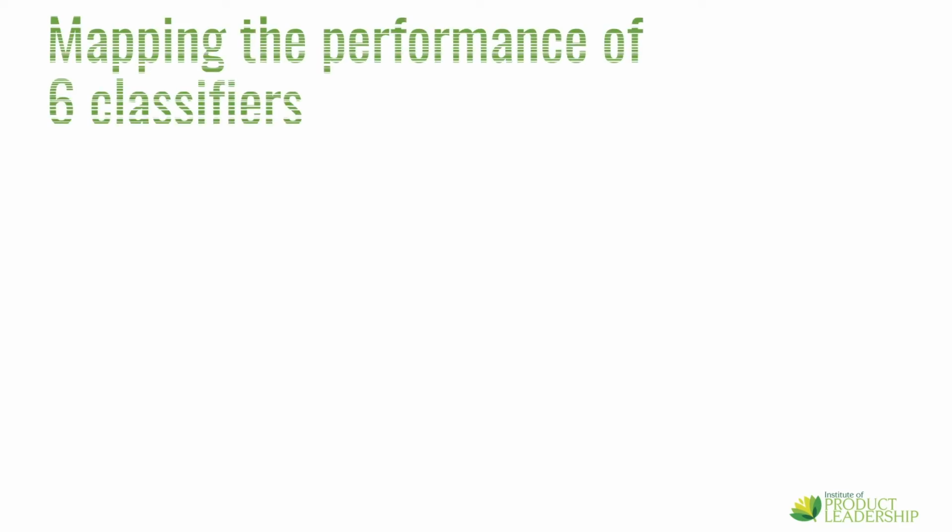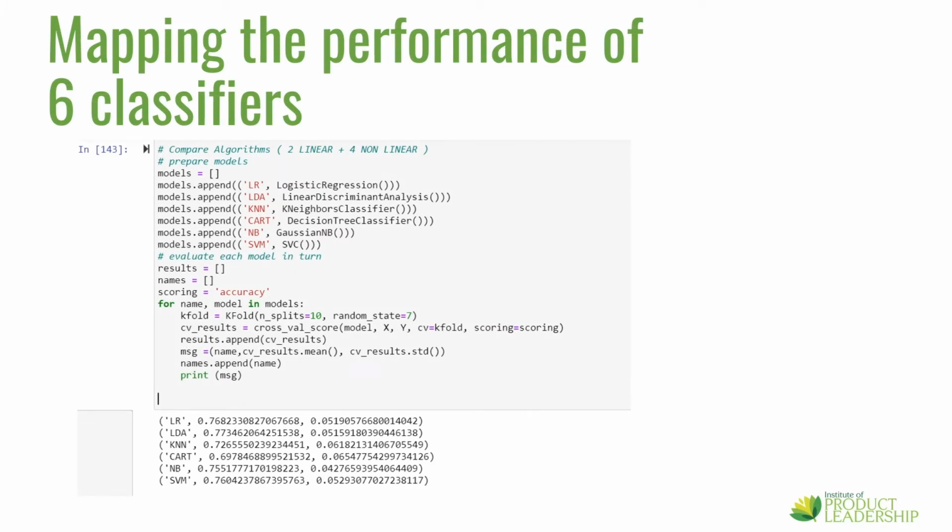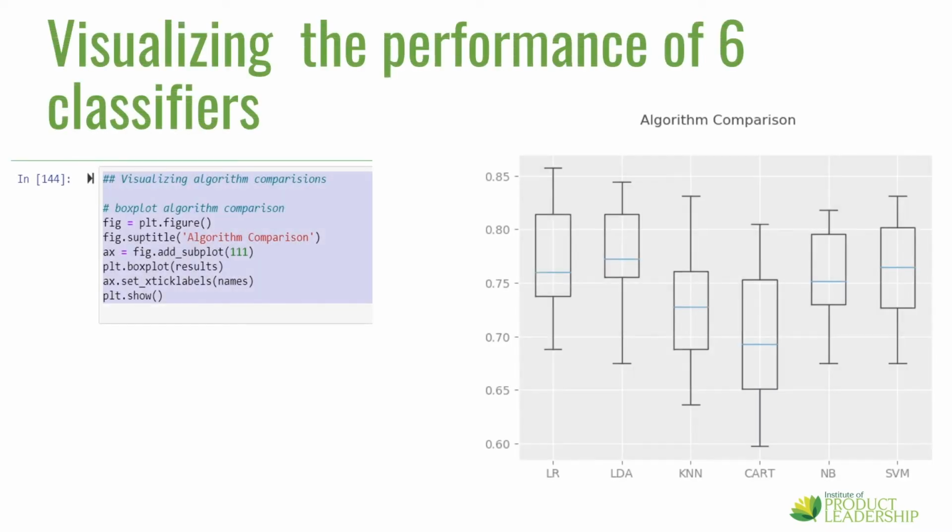Having evaluated the accuracy of all the 6 models individually, it is time to represent them together such that their accuracy can be compared. We can use a for loop and iterate over the models and store them in a list named results. On visualizing the performance of 6 models, we find that logistic regression generates the highest accuracy.